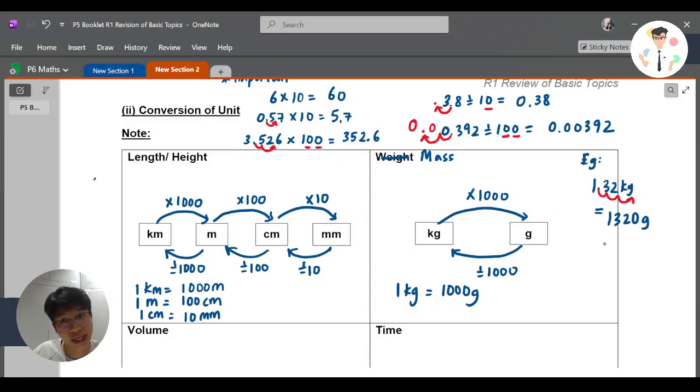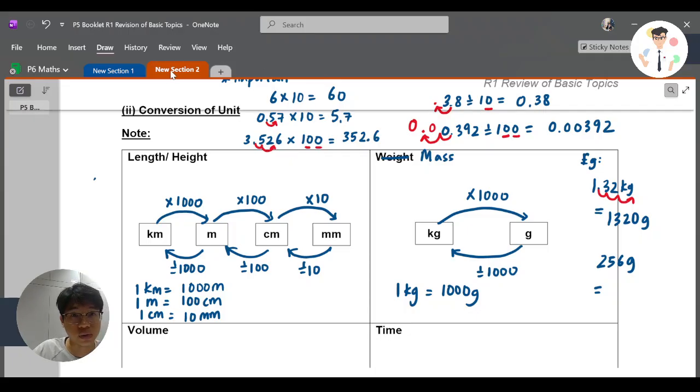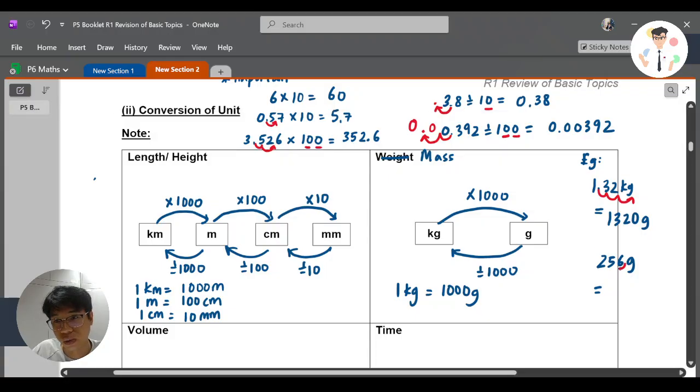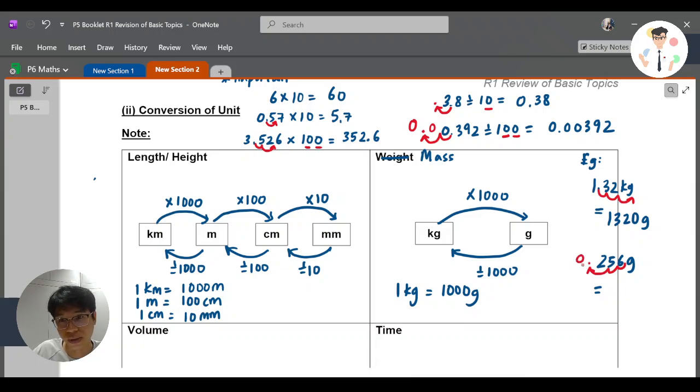How about an example where I have 256 gram. Now I want to convert this into kg. So what should I do? If I want to convert into kg, I need to divide by 1000. So I'll just move from here: 1, 2, 3. Because there are 3 zeros, that's why I move 3 times. So the dot will be here, and a 0 will be here. So the answer will be 0.256 kg. Okay, so that's how this works.